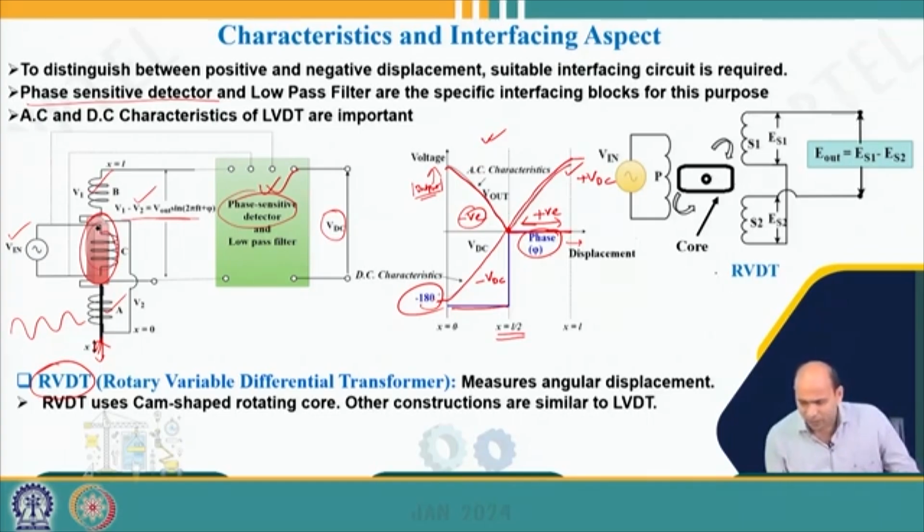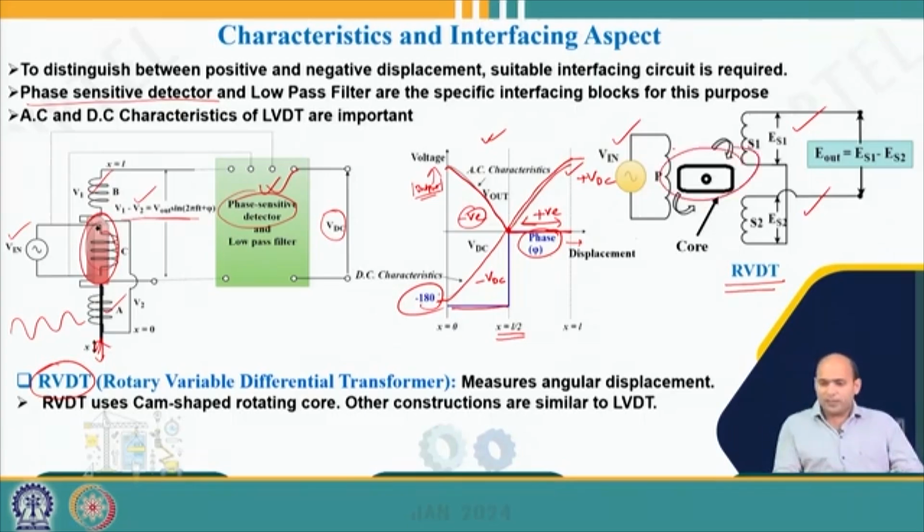Just coming back to this RVDT. If I look at the RVDT construction, this is your primary side and this is your secondary side, same as before, connected in series opposition. You can look at the core over here. The core shape and dimensions are quite different, isn't it?